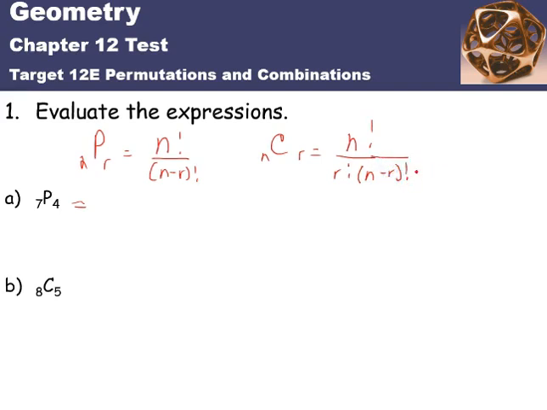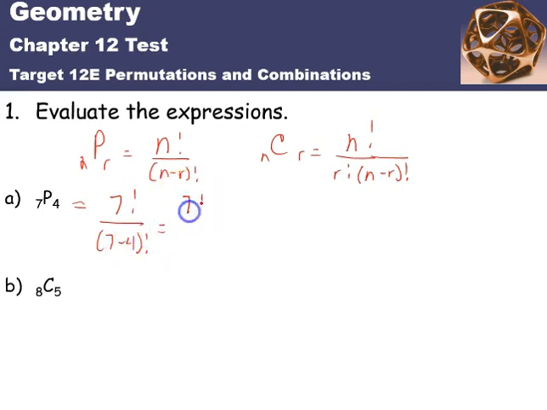Okay, and remember factorial means that you multiply all the numbers starting with whatever n is all the way down to 1. So if you're doing 5 factorial, you do 5 times 4 times 3 times 2 times 1. 10 factorial would be 10 times 9 times 8 times 7 times 6 times 5 times 4 times 3 times 2 times 1.